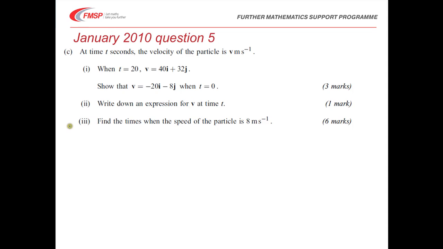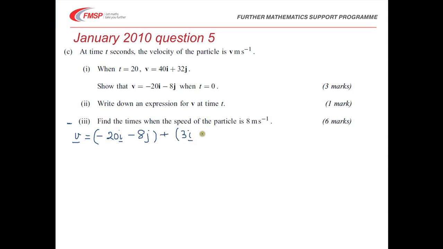And in part 3, what we're trying to do now is work out the times when the speed is 8 meters per second. So just let's remind ourselves, we said that v was equal to minus 20i minus 8j, so that was your initial velocity, plus at.